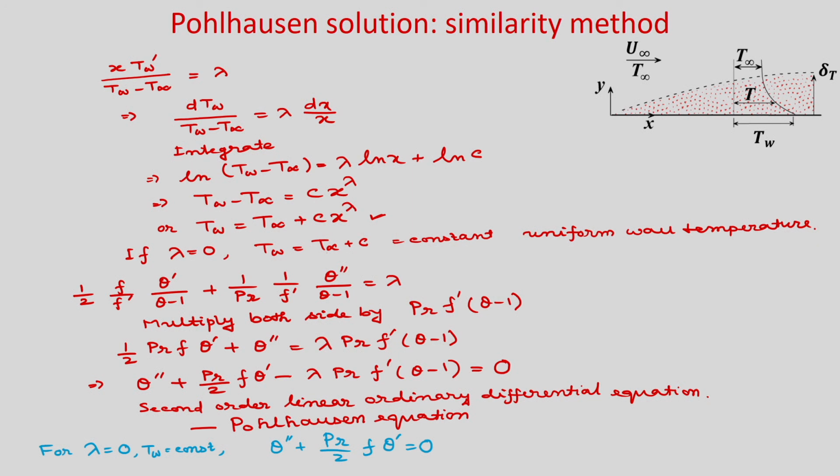So, this equation now you can solve using some numerical technique, okay, and find the temperature distribution, and once you get the temperature distribution you will be able to calculate the heat flux, and from there you can calculate the heat transfer coefficient and Nusselt number.